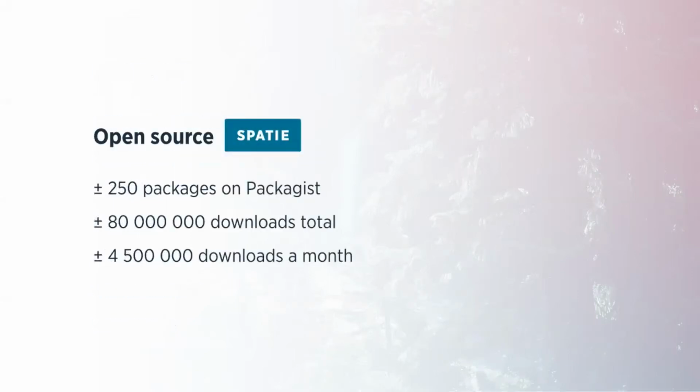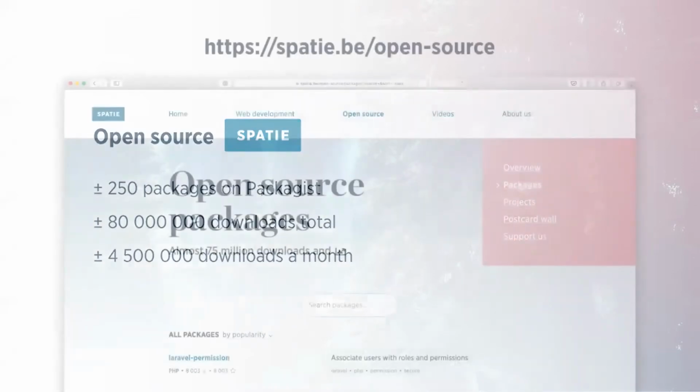Now, before heading into the talk about the dashboard itself, I want to say a few words about the open source efforts that my company Spatie does. We currently have about 250 packages registered on Packagist. They have been downloaded over 80 million times now, and they are being downloaded 4.5 million times a month, which is quite nice for a small team like ours. We're only 10 people at the moment.